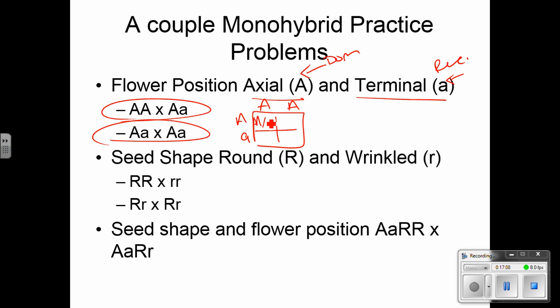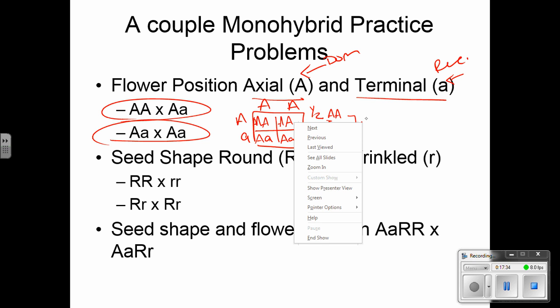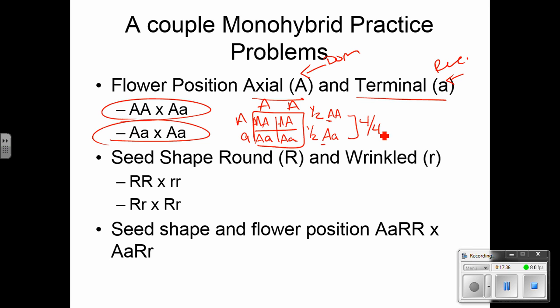I'm going to combine these 2 boxes and these 2 boxes and these 2 boxes and these 2 boxes. So what I get here, and there's a lot of ways you can express this, I'm going to express it as fractions. You get half being homozygous dominant and half being heterozygous. But what that means is, because they both have the dominant, that 4 out of 4, or 100%, are going to be axial. All my flowers are going to be axial.